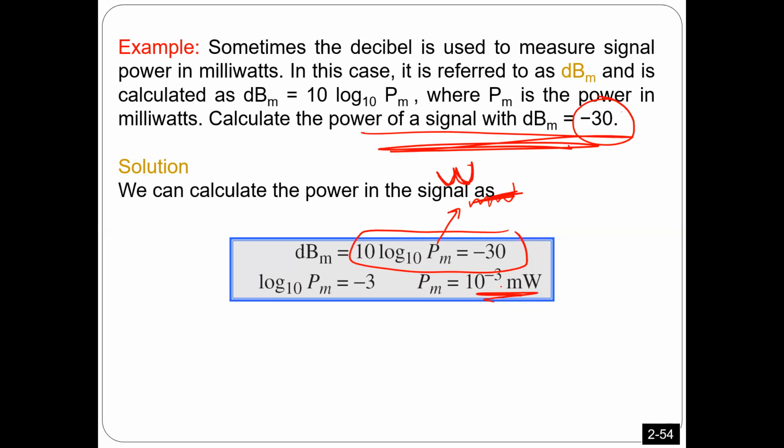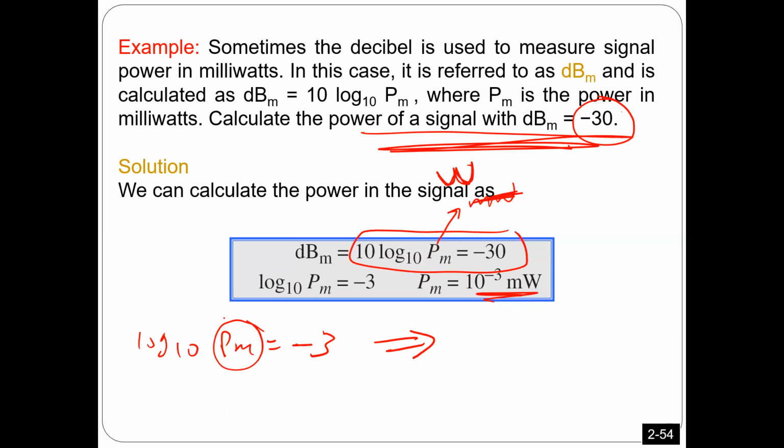So you'll see right now. The signal in decibel is actually negative 30. Is that okay? So how can you calculate this one? For sure, you can divide by 10. So it's going to be log 10 PM equals negative 3. Okay. You can divide both sides by 10. And then for this one, you can use a calculator to get PM, or you can use the properties of logarithm.